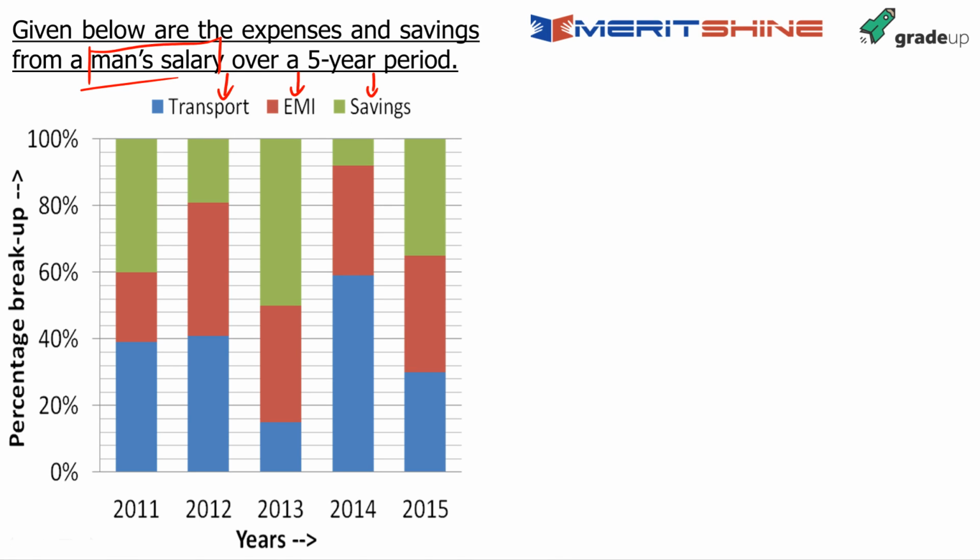We are given data for 5 years: 11, 12, 13, 14, 15. This can be called a column graph, a bar graph, a stacked bar graph, whatever you call it. I'm not interested in the numbers. What it shows is that this line here is 100%. If you look at 2011 and this mark here, it is 40. And this blue part here is given as transport. It means that the transport percentage for 2011 would be slightly less than 40.